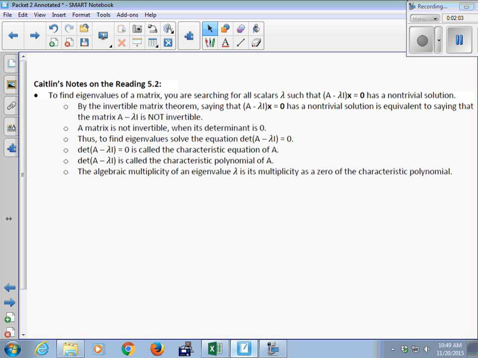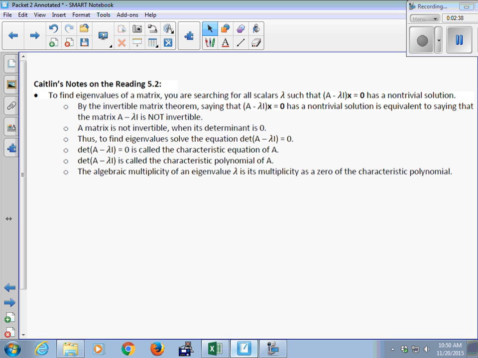All right, so let's look at the notes on the reading. If you're looking for eigenvalues of a matrix, last class, if I gave you an eigenvector, you could solve for the eigenvalue. If I gave you the eigenvalue, you could solve for an eigenvector. But we can actually find eigenvectors and eigenvalues without knowing the other one first. Remember that the definition of eigenvalue and eigenvector is that A minus lambda I times X equals 0. So you're looking for all scalars lambda so that that thing has non-trivial solutions X.